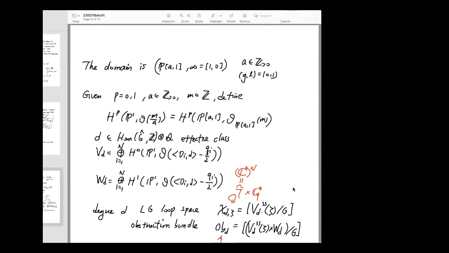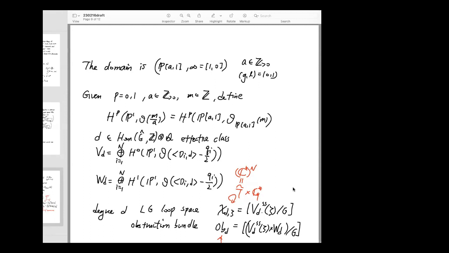Recall that because of the orbifold structure, the domain is a P1 with possibly only one orbifold point at infinity, of order A, where A is a positive number. A can vary, so it will be convenient to reintroduce some notation. If A is a positive integer and m is an integer, we define P1 O(m/A) to be this group. So this only depends on the ratio m over A.